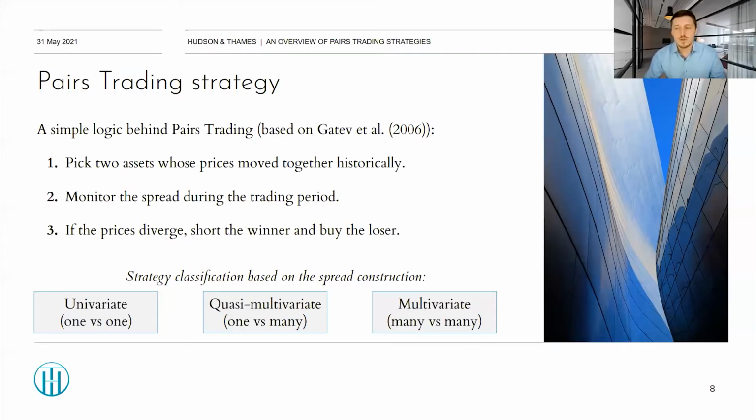Rather simple approach, but based on how vague it is, you can think, hey, there are a lot of things that can be done in one way or the other. And that is essentially why there are so many papers on this topic. They can also be classified by the nature of spread construction. If you would be trading one asset versus the other, it would be a univariate strategy. If you would trade one asset versus a bundle of assets, or a portfolio, that would be a quasi-multivariate setting. And finally, if you would be trading portfolios against each other, that would be a truly multivariate setting.